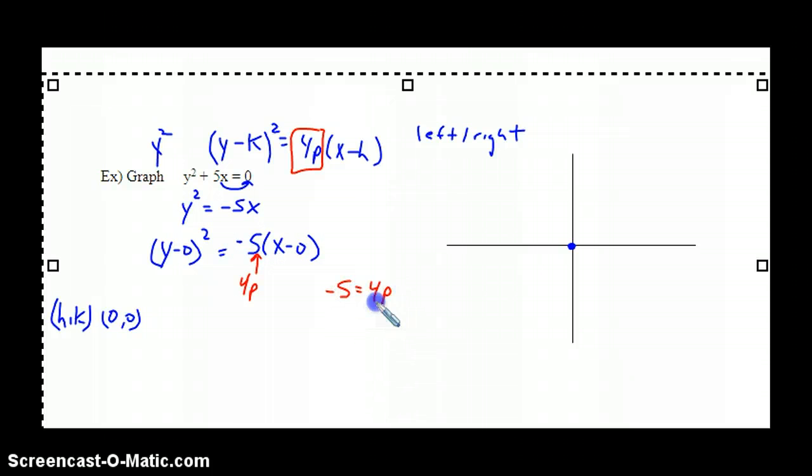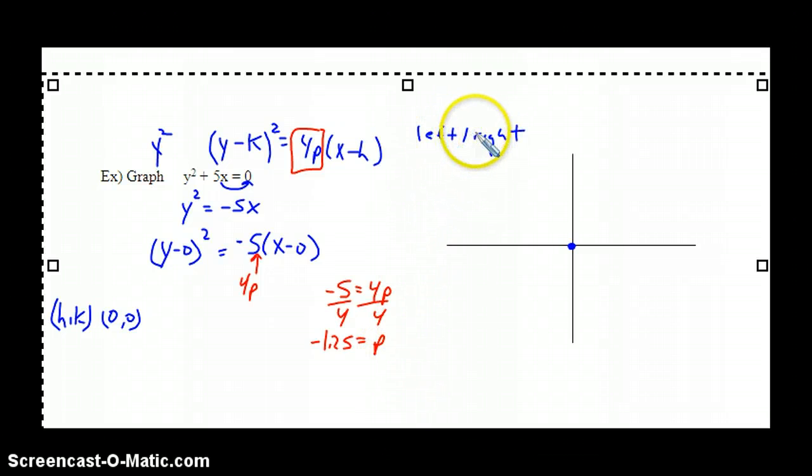We divide by 4. We end up getting p to be negative 1.25. That's going to be important for us to know, since p is negative, that means our graph is going to be opening then to the left.